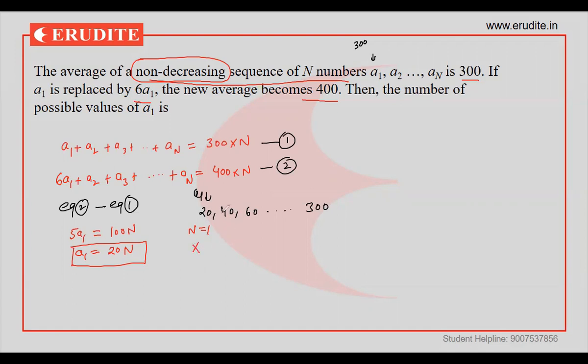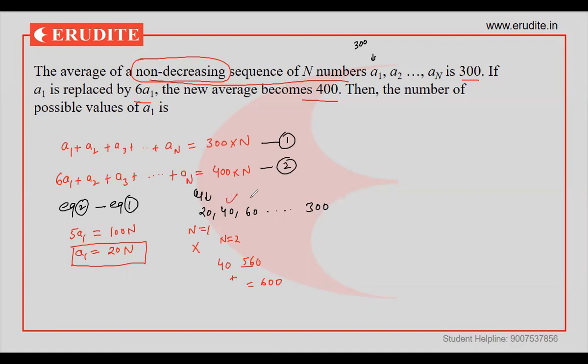Now, guys, if a1 is equal to 40, that means n equal to how much? 2. That means there are two terms. One of them is 40, others should be some values, but the average should be 300. That means the average of the two numbers is 300, so their sum should be equal to 600. One of them is 40, then automatically we have another as 560. So that means, guys, it is possible.